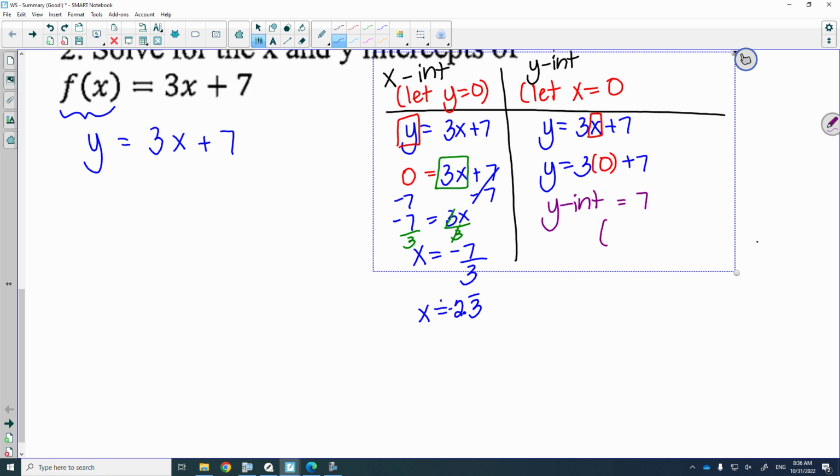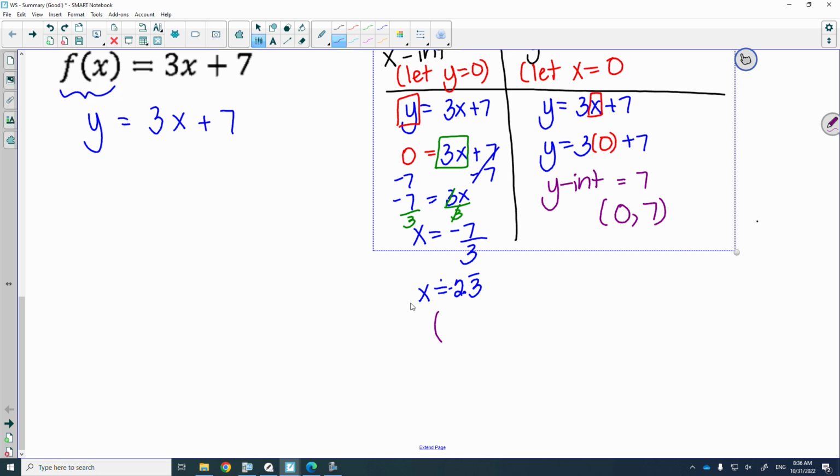Again, ordered pair. Gabriel, what would the ordered pair be for the y-intercept? Yes. And this guy would be, usually if there's fractions, keep it as a fraction. So the ordered pair for this would be negative 7 over 3, and that's the x-intercept, y is 0.